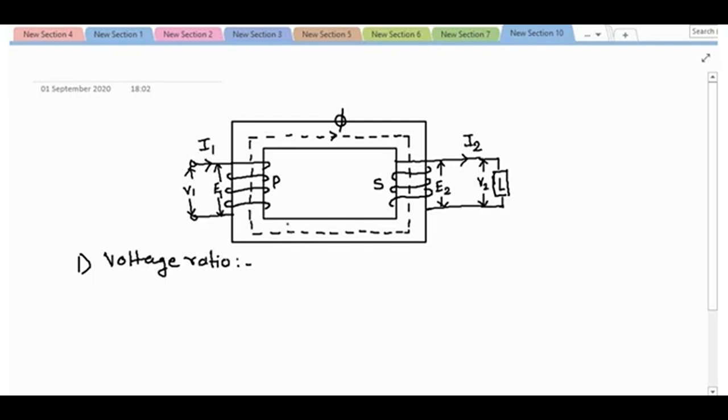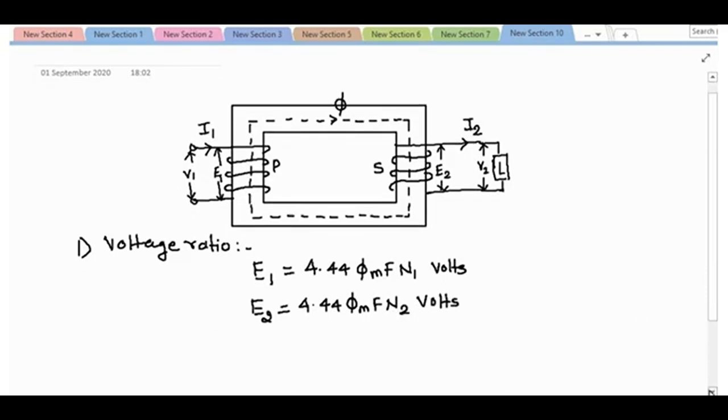So let N1 and N2 be the number of turns of primary and secondary winding respectively, and E1 and E2 are the RMS values of induced EMF in the corresponding winding. So we have studied now that E1 is equal to 4.44 phi m F N1 volts. Similarly, E2 is equal to 4.44 phi m F N2 volts.